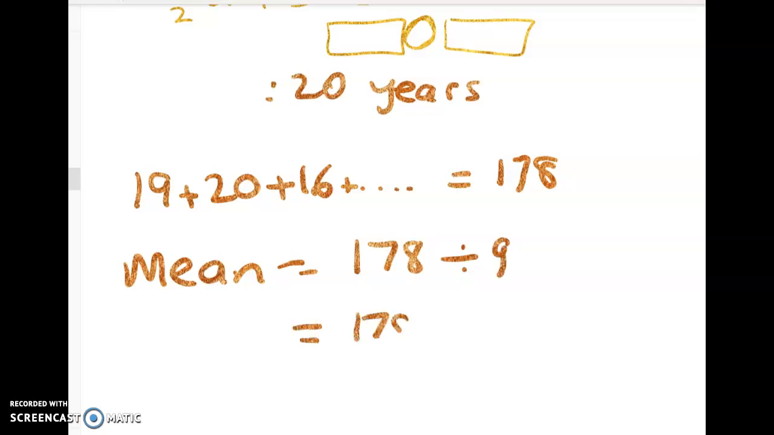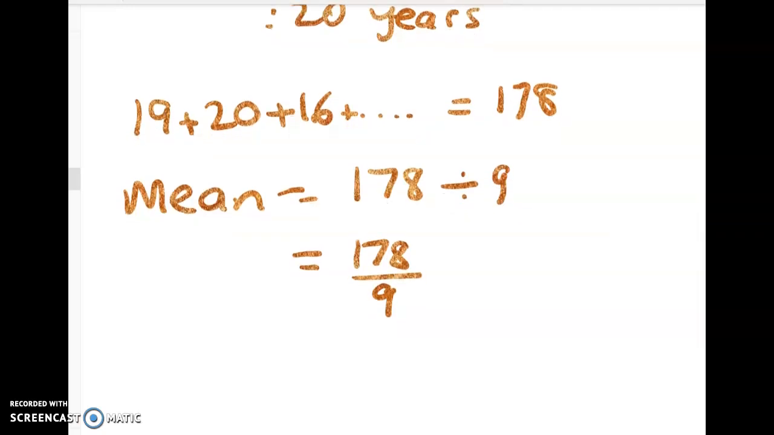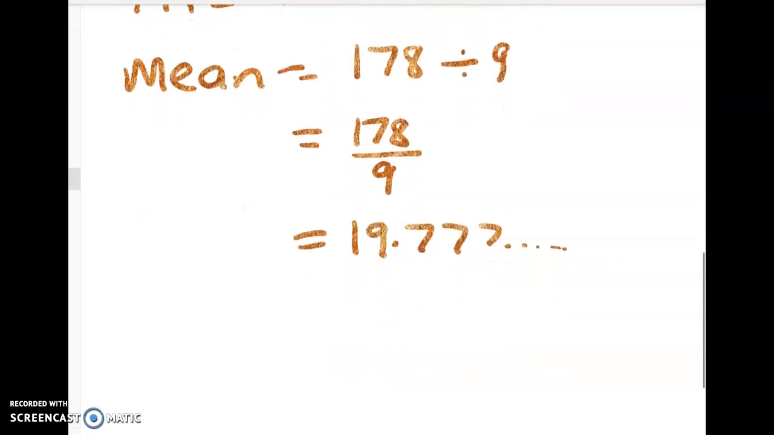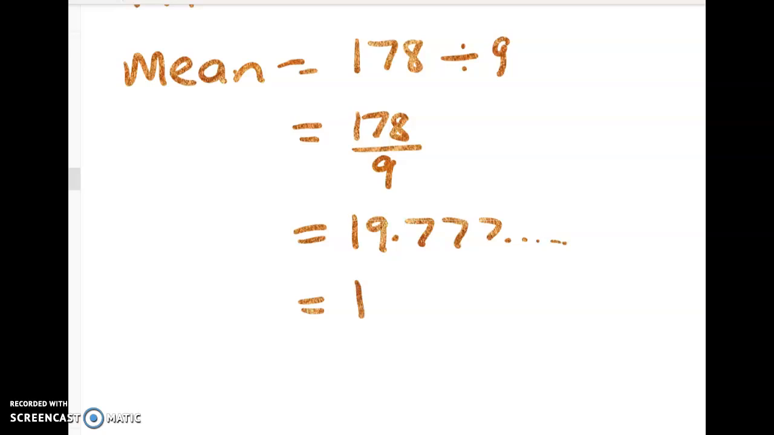Often I just write that as a fraction, okay, because we know that that's exactly the same thing. And that gives me 19.777 recurring, but we're asked to round because that would be silly. So we're going to have 19.8 years.